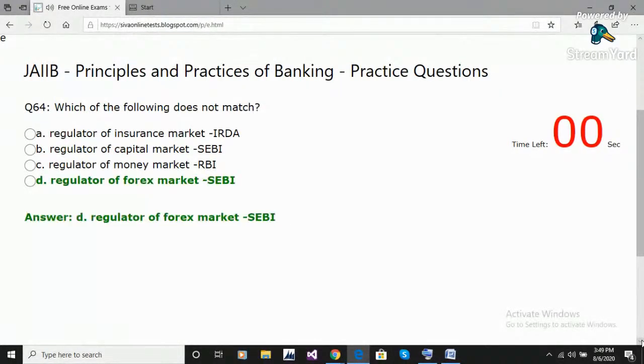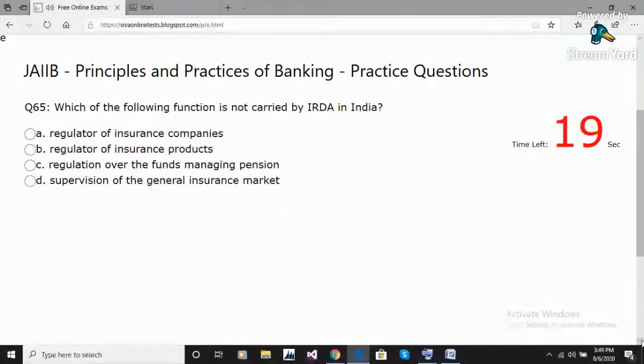Option D regulator of forex market SEBI. Answer D regulator of forex market SEBI. Question 65, which of the following function is not carried by IRDA in India? Option A regulator of insurance companies. Option B regulator of insurance products. Option C regulation over the funds managing pension.